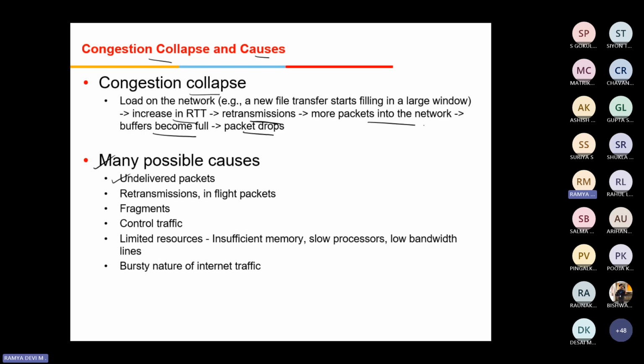So first one is undelivered packets. The packets which are consuming a larger amount of bandwidth, but have not reached the destination, okay, will trigger the congestion. And also retransmissions. Unnecessary retransmissions will increase the load. Again, it will degrade the network.